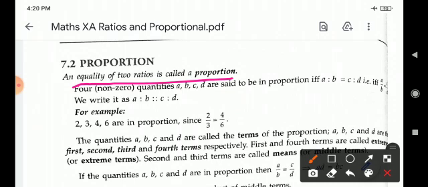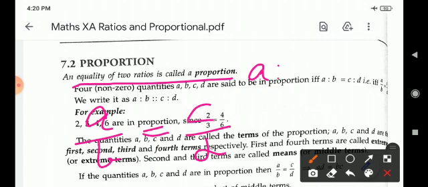We know that if four constants are given, a, b, c, d, then the ratio a upon b is equal to c upon d. Otherwise, a ratio b, proportion sign, c ratio d. Both are equal in meaning in these questions.